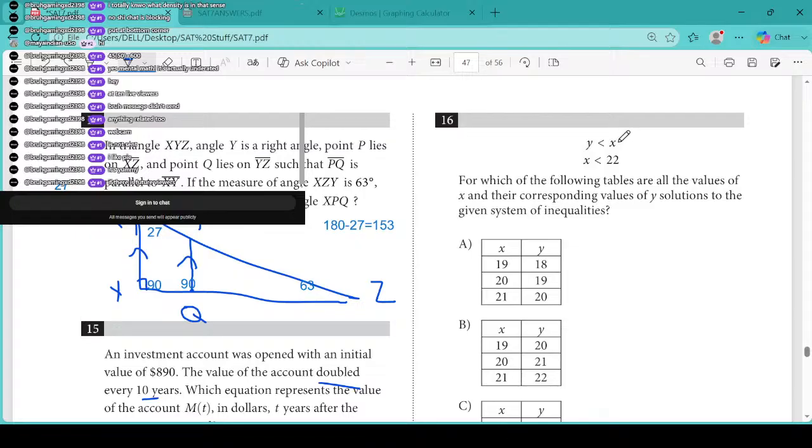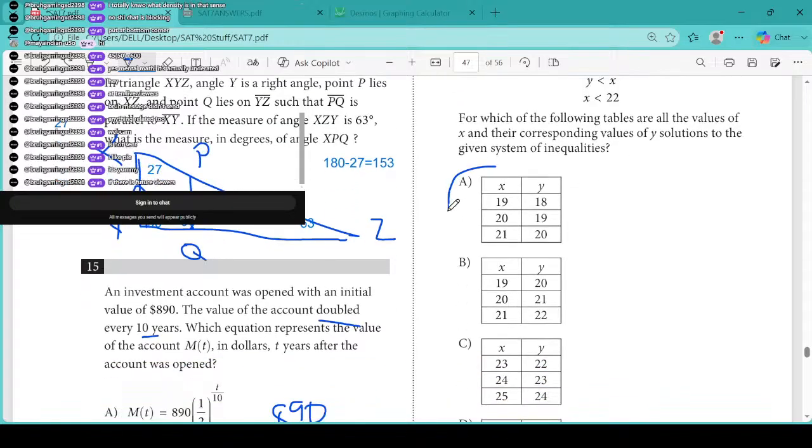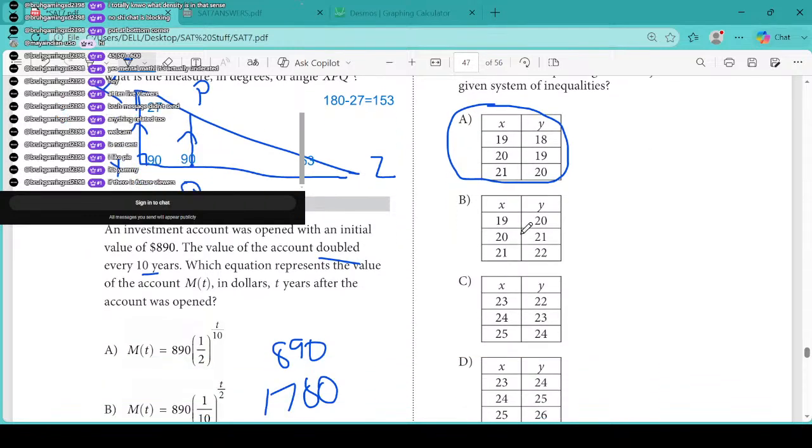Y is always less than X. X is always less than 22. Y is always less than X. X is always less than 22. That seems correct. Let's just check.